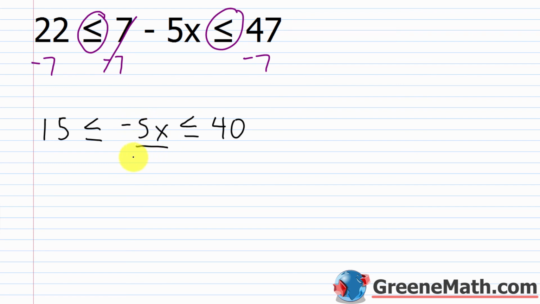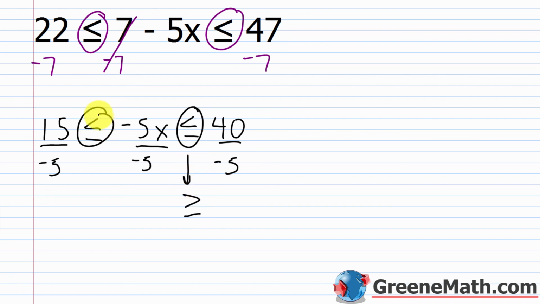I'm going to divide each part by negative 5. Now, remember, when I divide by a negative, I've got to flip. And I've got two signs here. I've got to flip both of them. So this is going to flip this way, and this is going to flip this way as well.